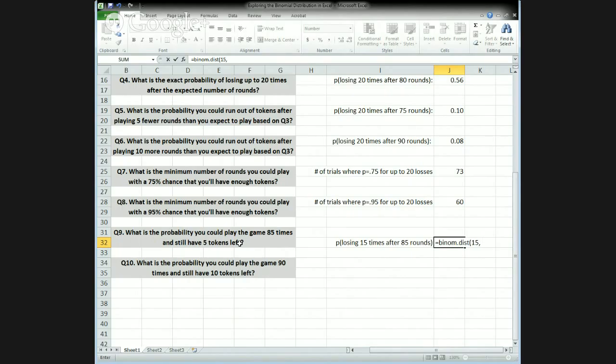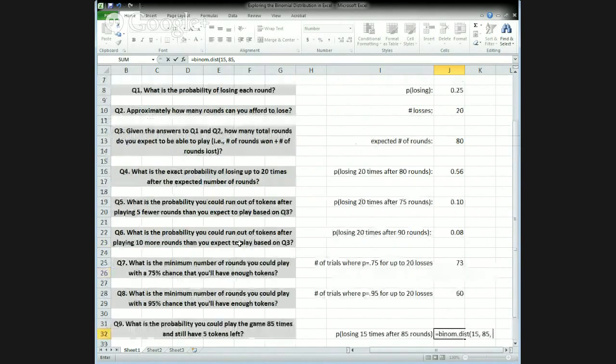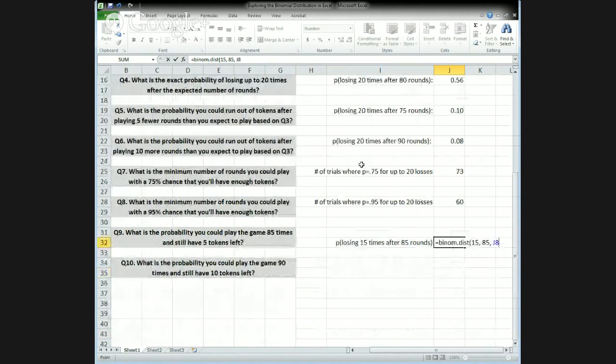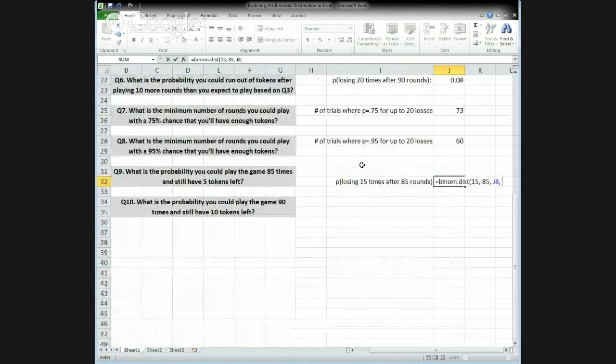Then the number of trials is 85. The probability of losing is still the same in this scenario, still 0.25. And then do we want a cumulative distribution or not? Well, we still want to have 5 tokens left. So that means we could have 6 tokens left and only lose 14 times.